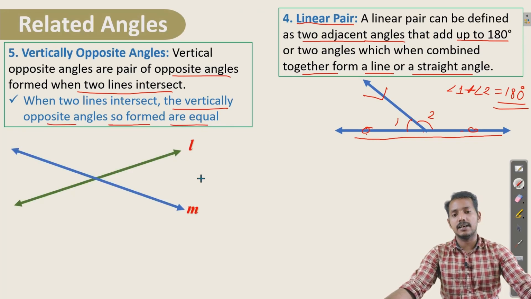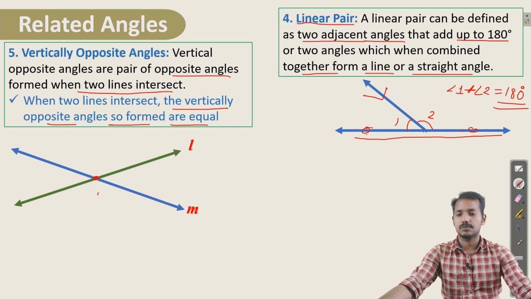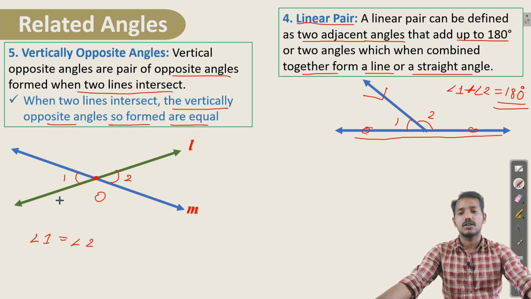Here two lines L and M are meeting at a point. Let's call this meeting point O. Then the opposite angles are formed. These are the two opposite angles, angle 1 and 2 we can say. So here angle 1 and 2 are vertically opposite angles and they are equal to each other. Similarly, another pair of opposite angles are angle 3 and angle 4. So they are also equal to each other.